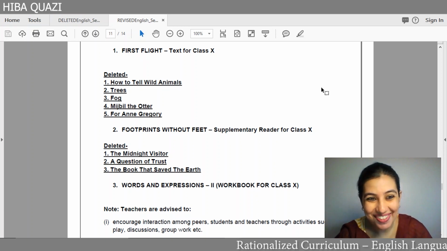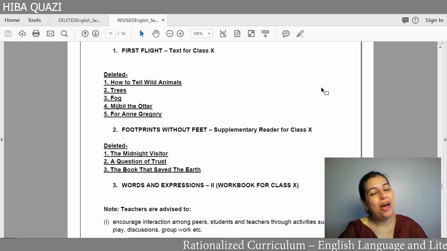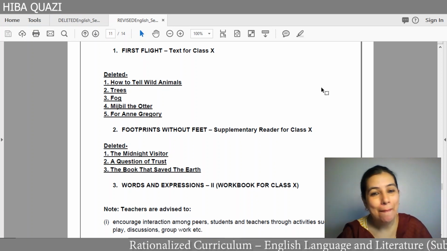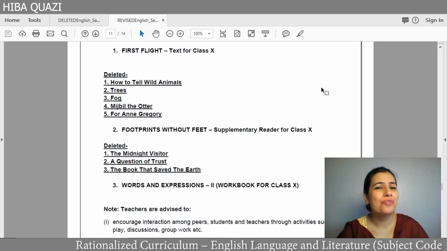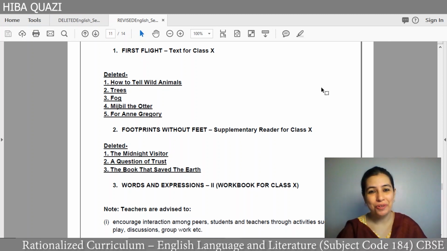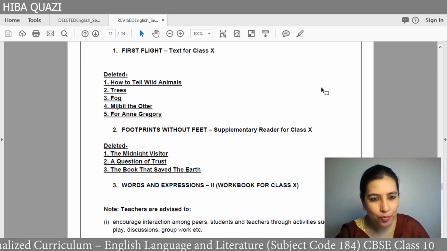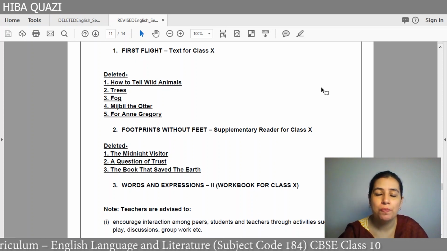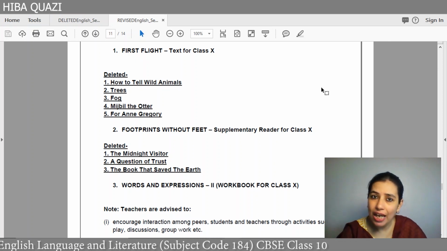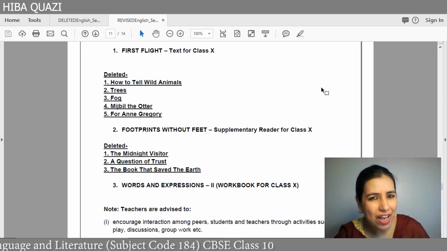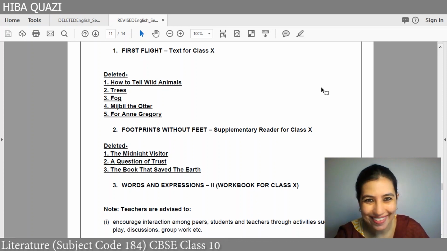Now, the good news, the deleted portion. I don't know how you take this, children, but then somehow the teachers were not happy. This was not good news for us, because I guess most of us have taught much of this portion already, and even if we haven't taught, teachers are never happy giving you a smaller portion to study, right?